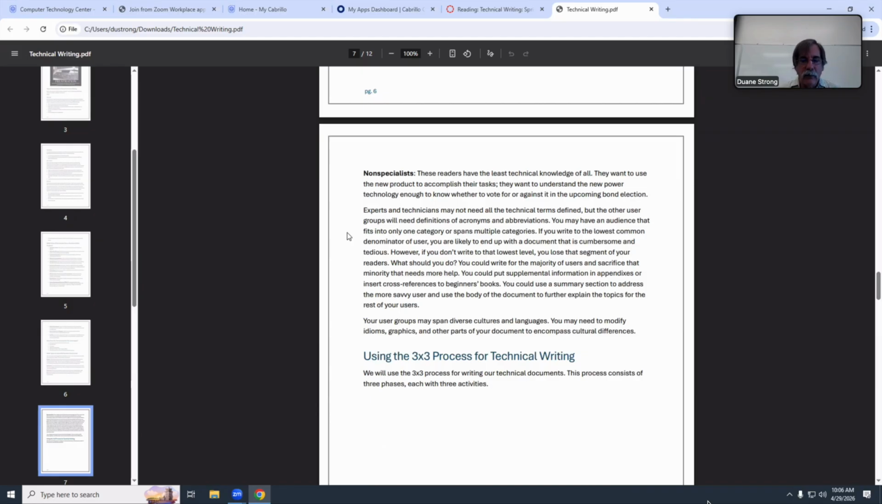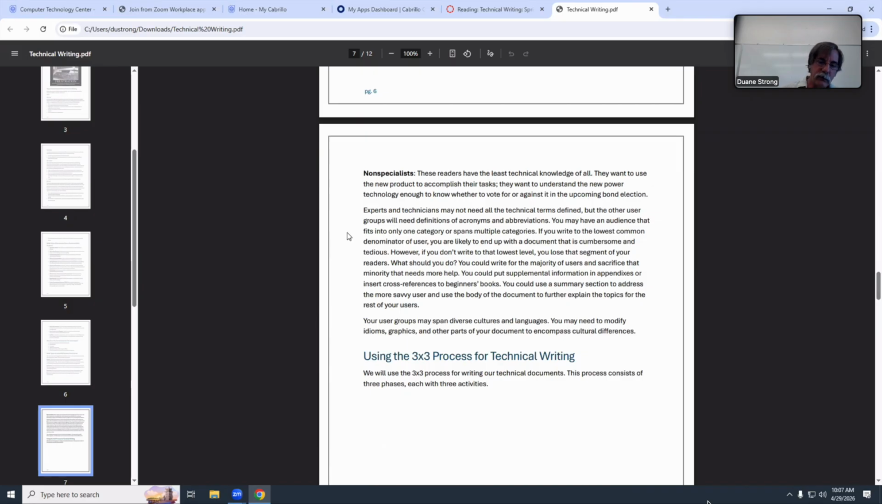So what do you do? Well, if you write to the lowest common denominator of user, you're going to end up with a document that's really cumbersome for those experts and technicians and tedious for them to read. However, if you don't write to that lowest level, then you're going to lose that segment of your readers that are the non-specialists and the executives. So what do you do? You could write for the majority of users and sacrifice that minority that needs more help.